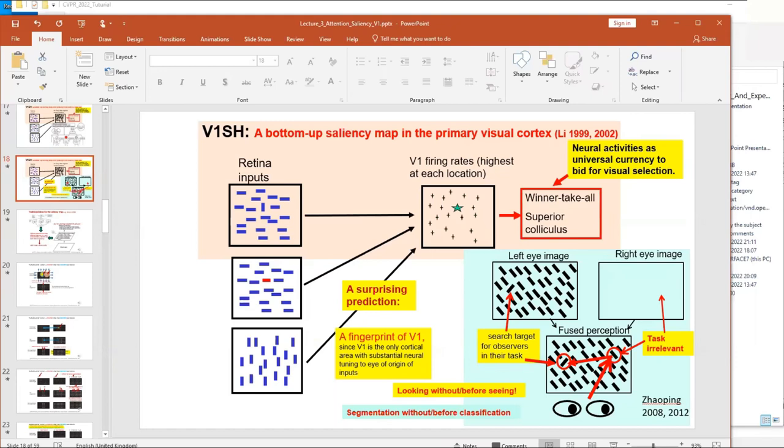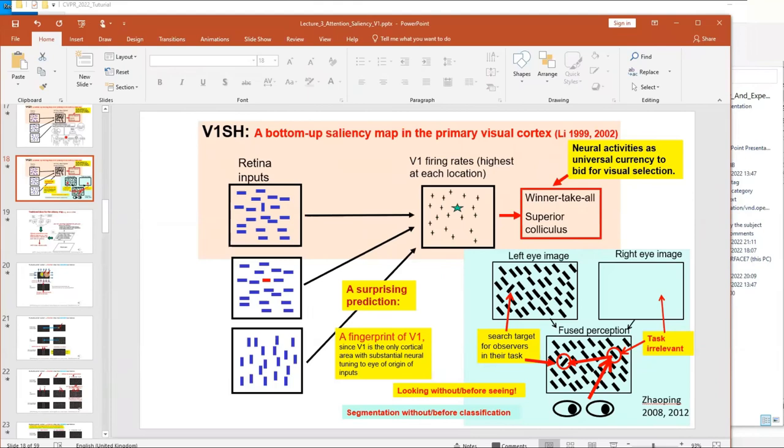I think it's a couple slides down, but when you had the example where the textures had the same first order statistics but differed only in higher order statistics, I couldn't understand how V1 was able to still spot the border.